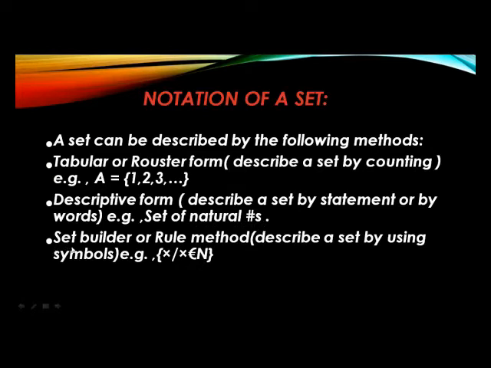The third form is set builder or rule method. We describe a set by using symbols. For representing this set in set builder form, we need some symbols. For example, the above mentioned set can be represented in set builder form. For that we write a bracket, then write x such that x belongs to N. It means x can be any number, but it belongs to set N, meaning natural numbers. So in this way, by using symbols, we can describe the set.